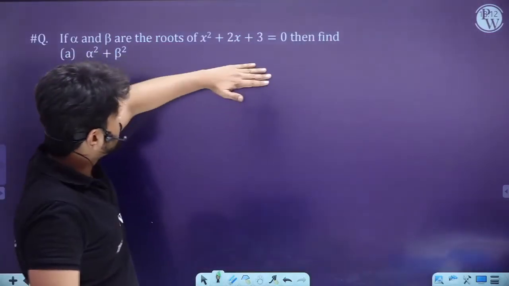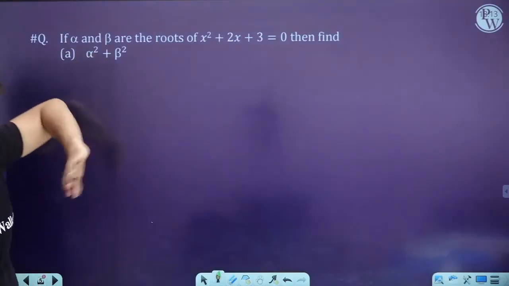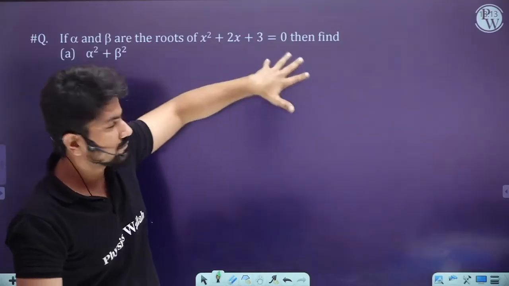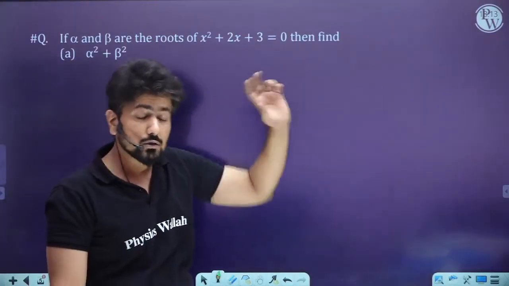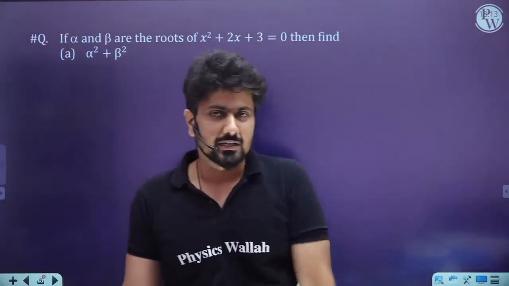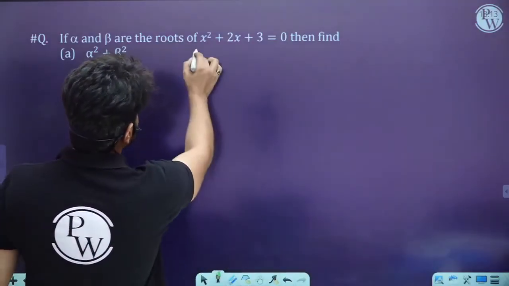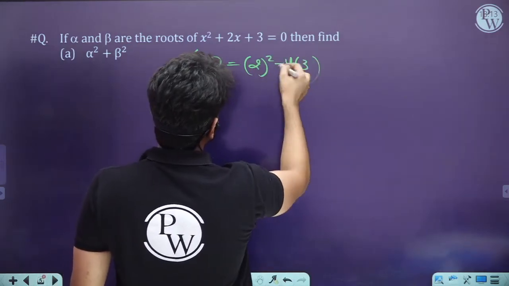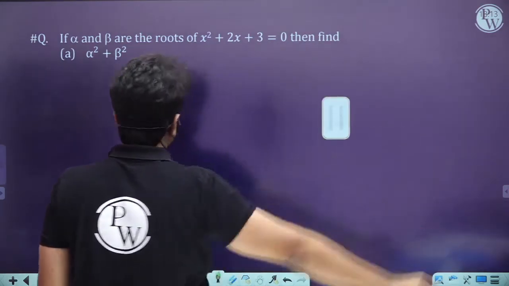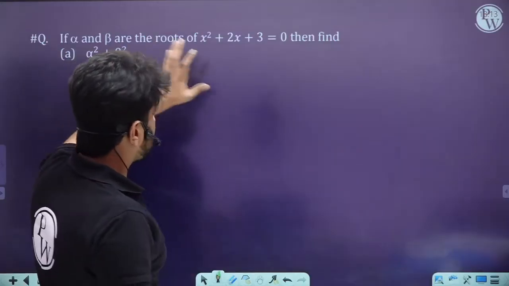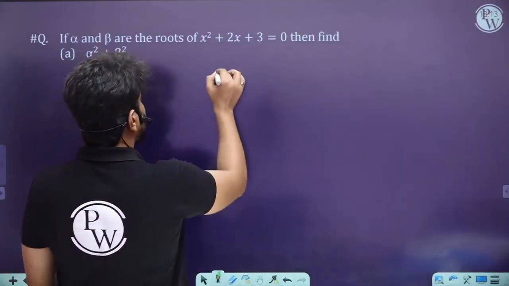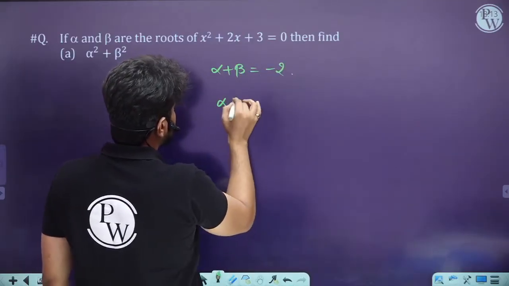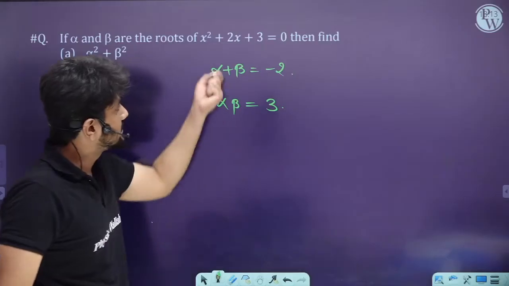Okay, now let's practice some questions on it. If alpha and beta are the roots of this equation, then find the value for alpha square plus beta square. Now everyone, see, we can't find the roots of this equation individually. Although we can find them, they will be imaginary. If you check the discriminant, it is 2 square minus 4 into 3. The roots are imaginary. Clear? How do we get the value for alpha square plus beta square? Because we know the value for alpha plus beta.